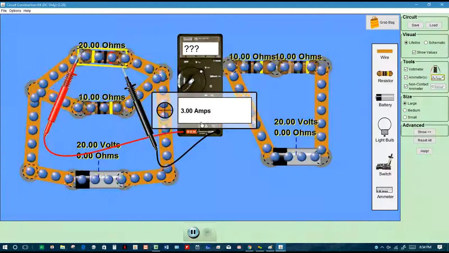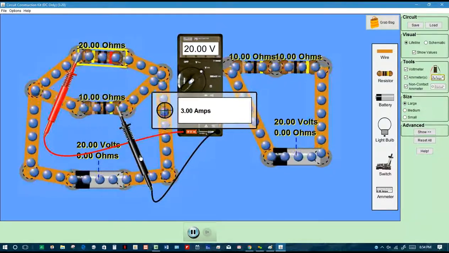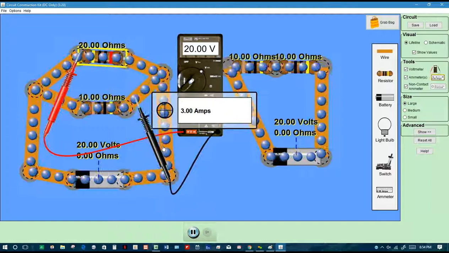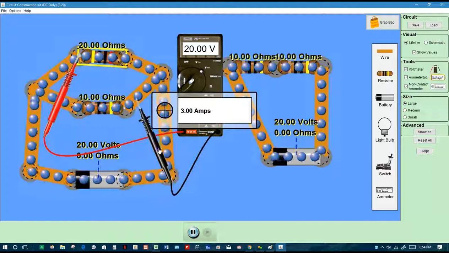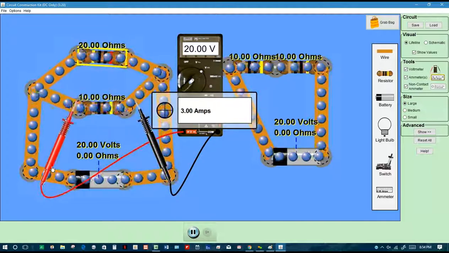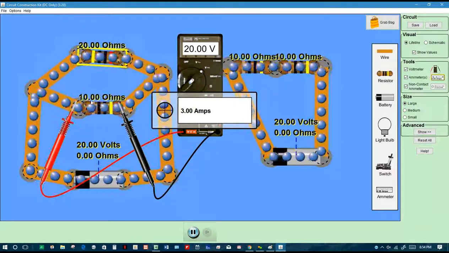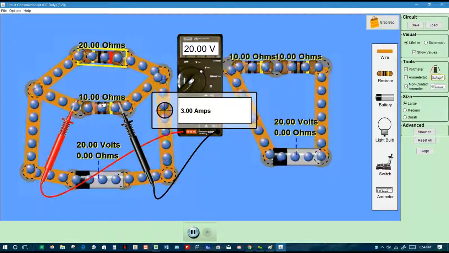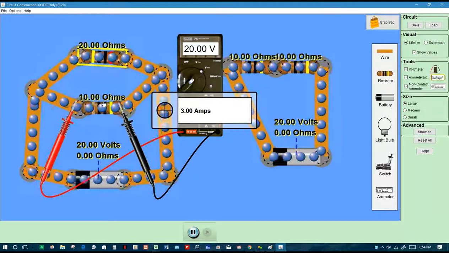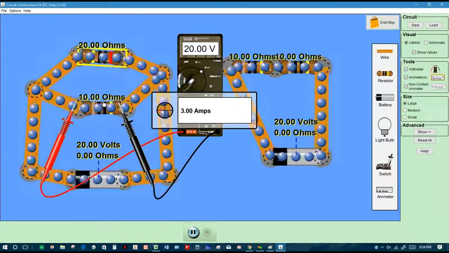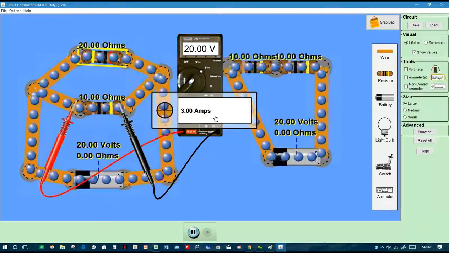Because the point is, could we now predict how much current is going to be flowing along this bottom path using Ohm's law? And the answer is yes. Do we know how much voltage is on the bottom path? It's got to be the same as the battery, 20 volts, right? Yes. Do we know how much resistance this bottom path has? Yes, 10 ohms. So remember, current is voltage divided by resistance, right? So what is 20 volts divided by 10 ohms?